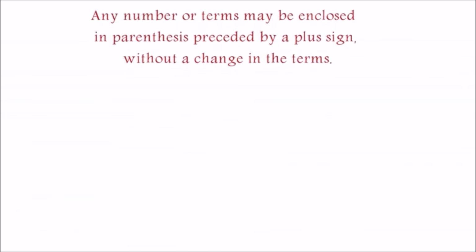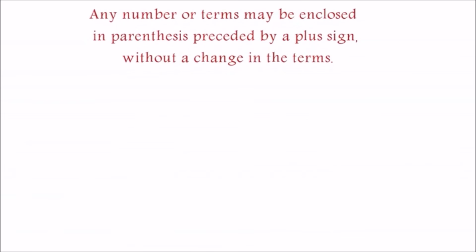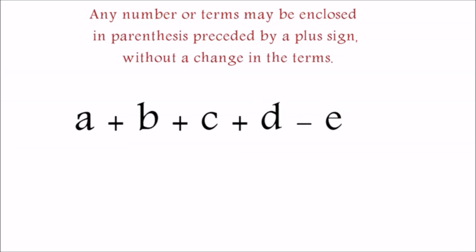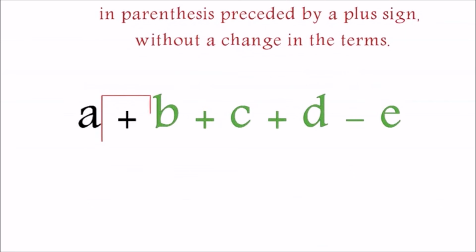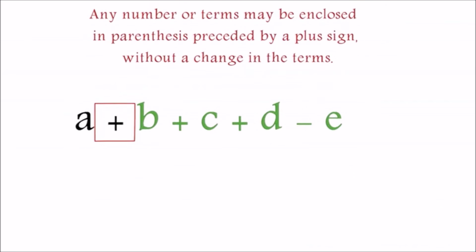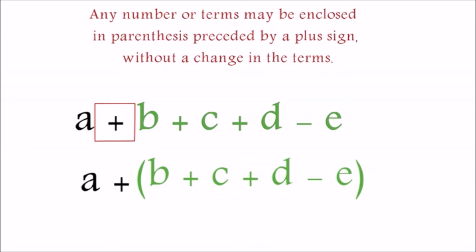Example, here we have a plus b plus c plus d minus e, and we want to place b plus c plus d minus e in parentheses. Because this is preceded by a plus sign, we can place them in parentheses without a change of the signs. Notice that the signs of b, c, d, and e are still the same.